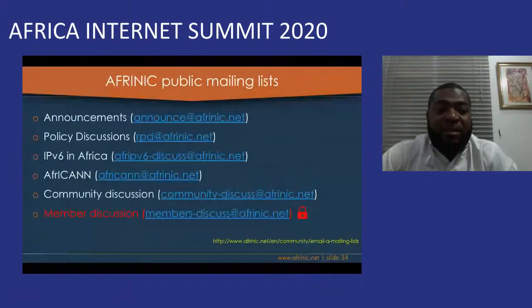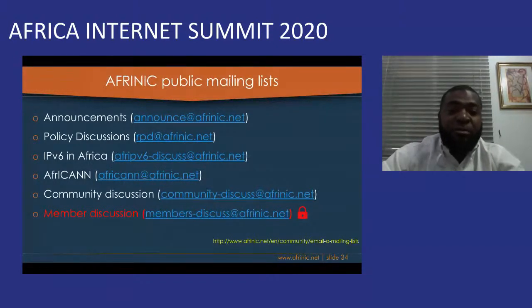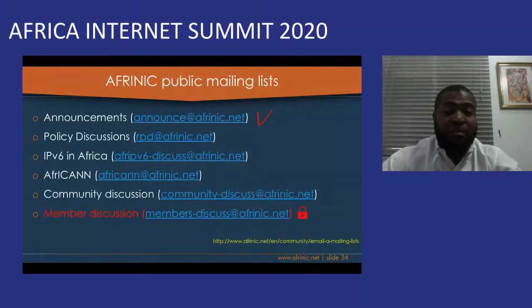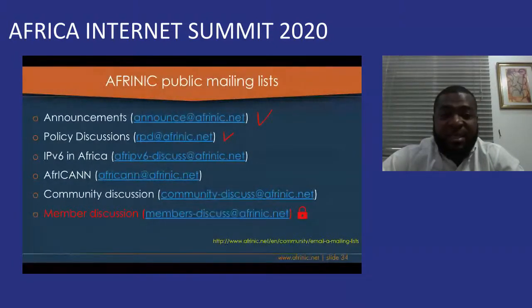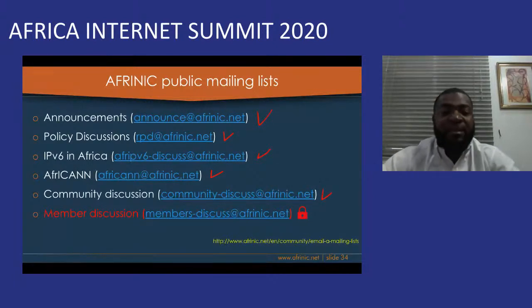So AFRINIC communicates with its community over mailing lists. I urge you to register to those mailing lists. I know it's very important to receive all the updates from AFRINIC. RPD, if you want to follow discussion on policies. IPv6, if you want to follow discussion on IPv6. African Internet Governance in Africa. Community discuss is for any internet related matters.